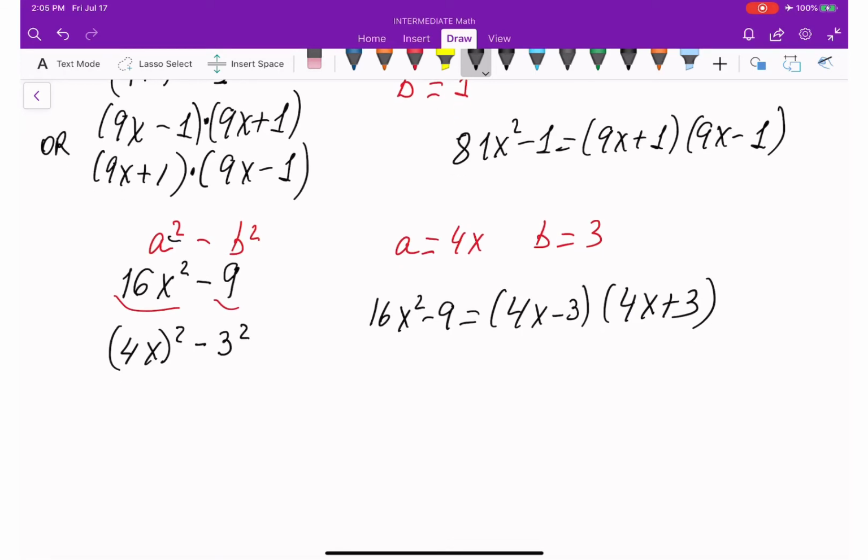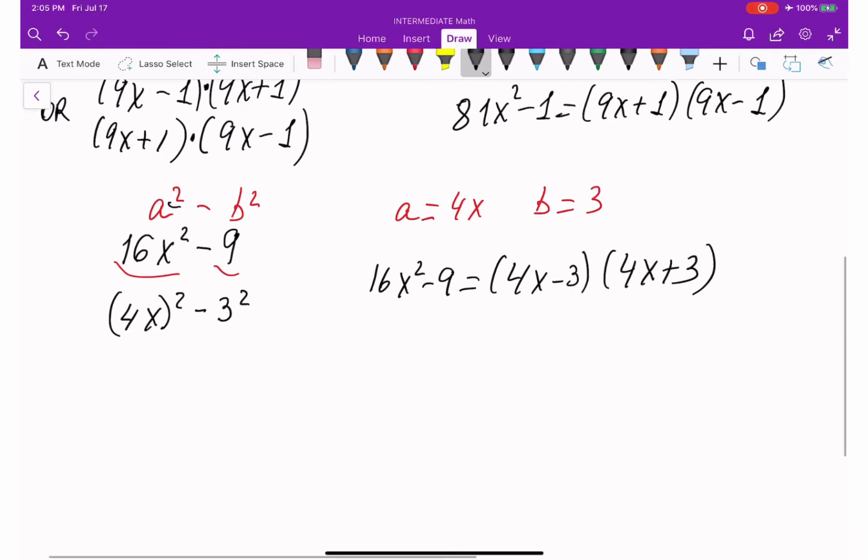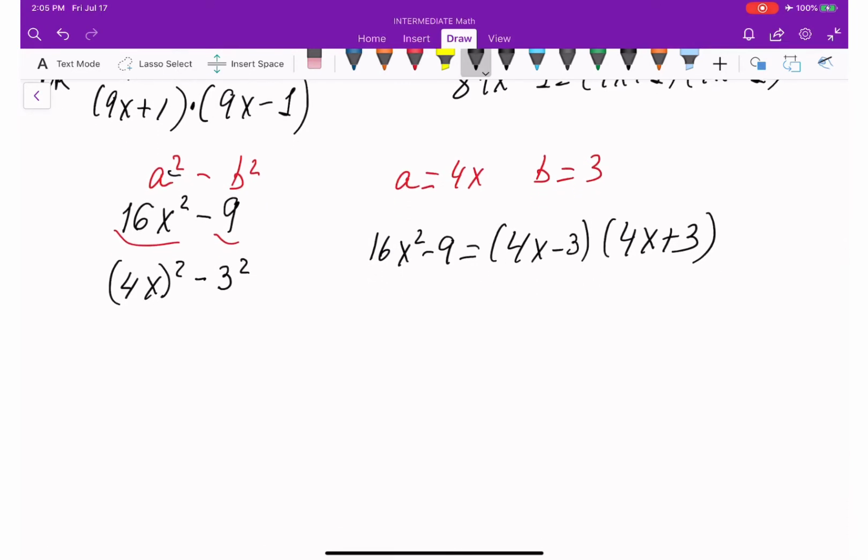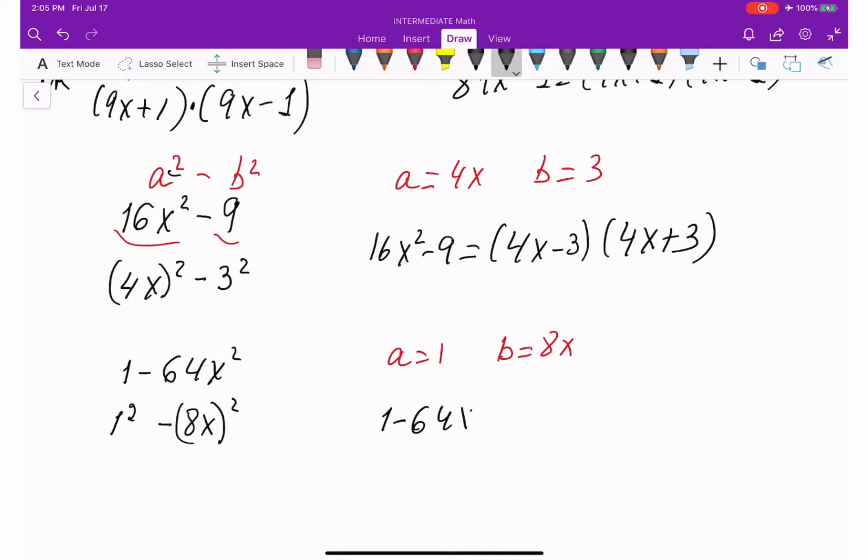Let me see. 1 minus 64x squared. Okay, I can represent 1 as 1 squared, and 64x squared as 8x to power 2, right? So again, a is equal to 1, b is equal to 8x, and we get 1 minus 64x squared is equal to a minus b, which is 1 minus 8x, times a plus b, which is 1 plus 8x.